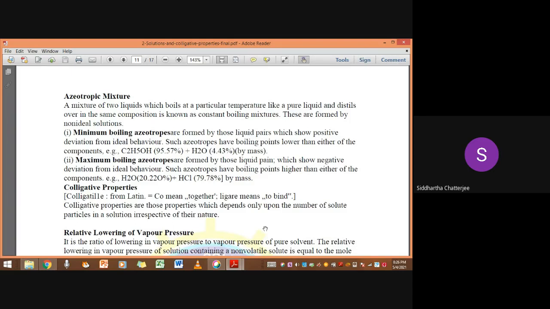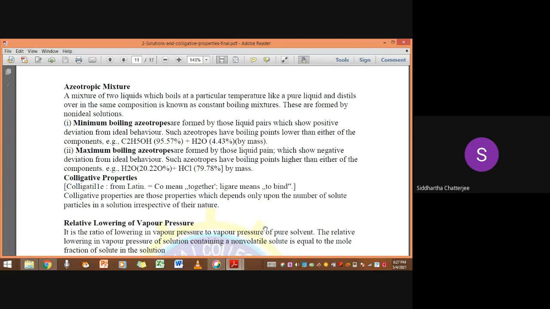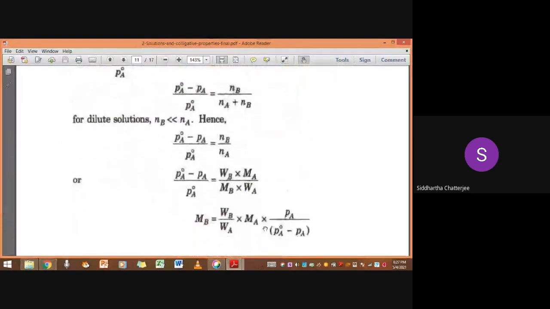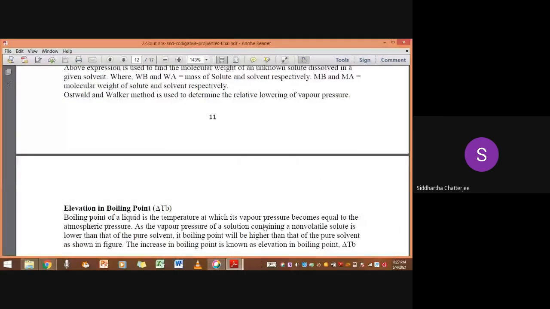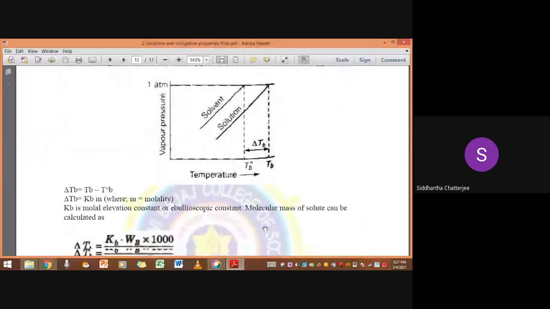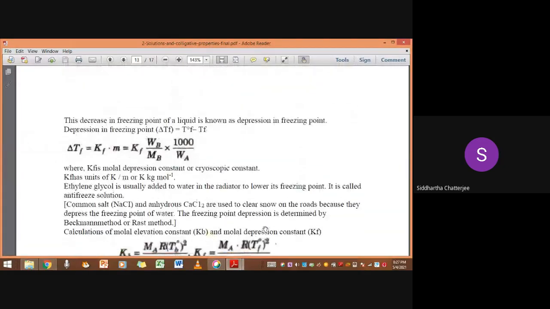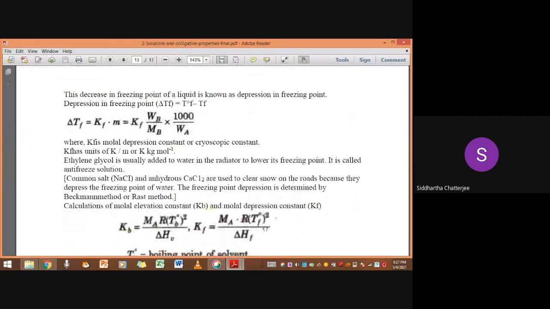And the colligative properties, we have already said, come from Latin: co means together and ligare means to bind. Colligative properties are those properties which depend upon the number of solute particles in a solution irrespective of their nature. These you have already explained. You know that.